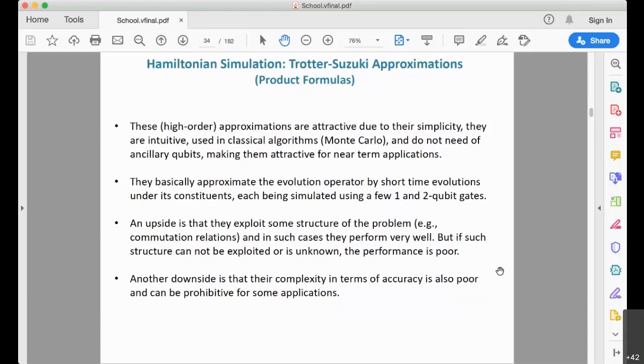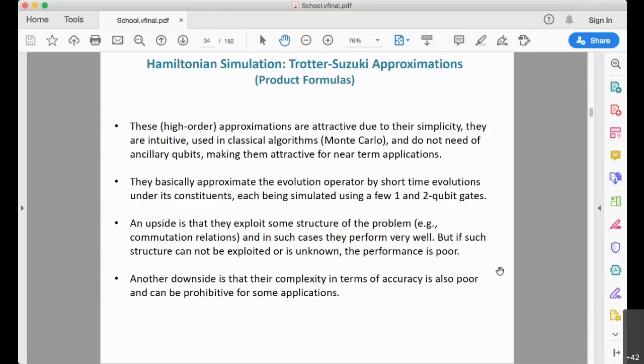For implementations on a quantum computer, they do not require ancillary qubits, which may make them attractive for near-term applications. If additional qubits are expensive, then let's try to have a simulation method that uses the least number of qubits possible. So the basic idea is that these product formulas approximate the evolution operator by short-time evolutions under the terms in the Hamiltonian, the constituents. And each of these short-time evolutions can be simply simulated using just a few 1 and 2 qubit gates. All right, so the idea is fairly simple.